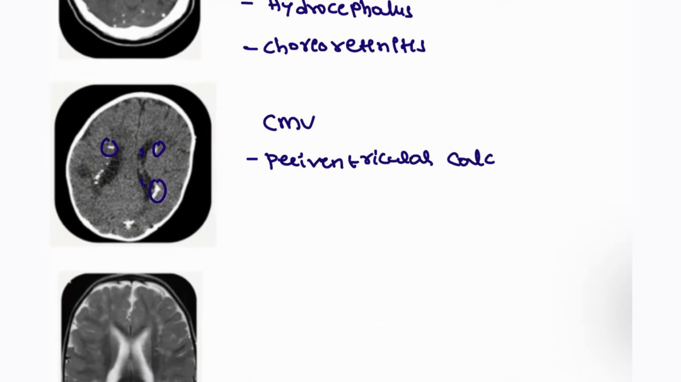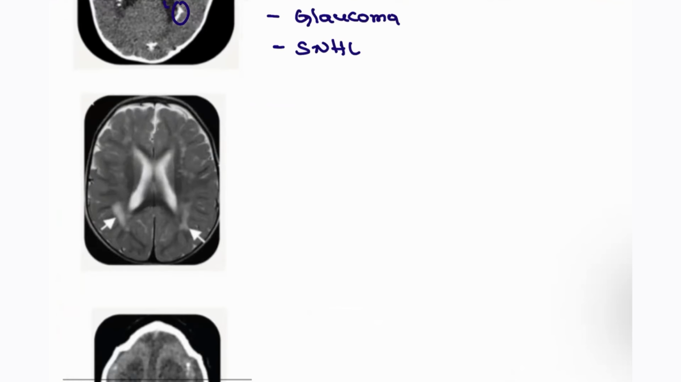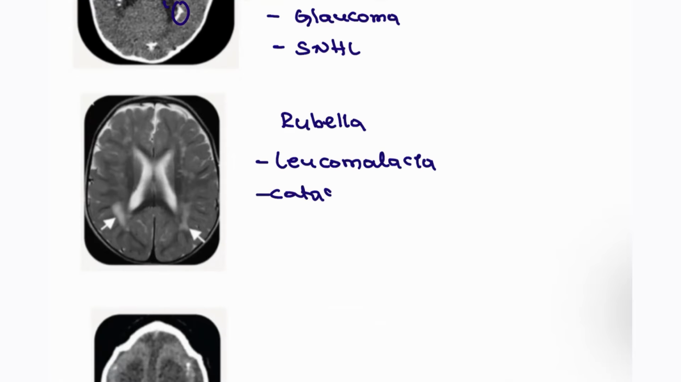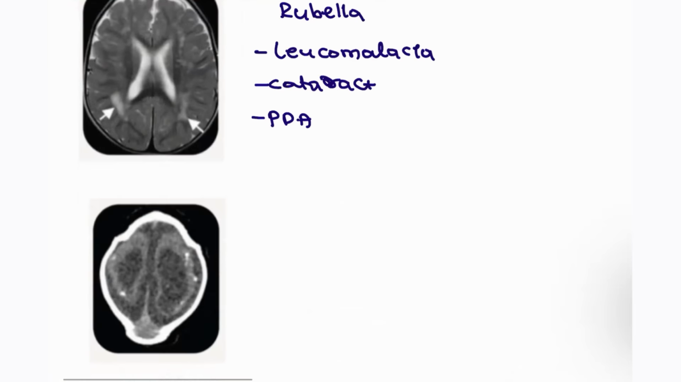Periventricular calcifications. And the patient will have the condition of glaucoma and sensory neural hearing loss. Next, this is rubella. In rubella, you are going to see leukomalacia. Along with that, congenital cataract, patent ductus arteriosus, and sensory neural hearing loss.